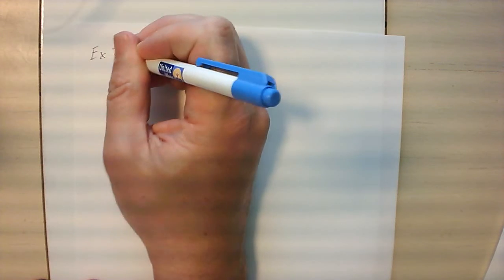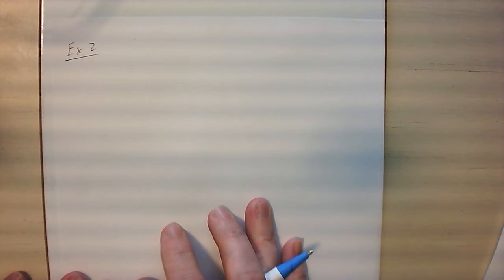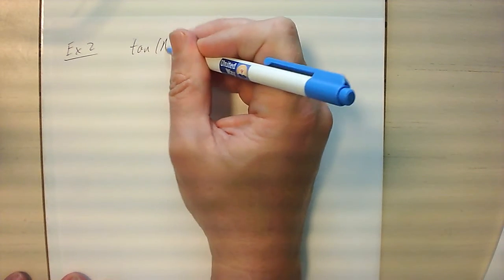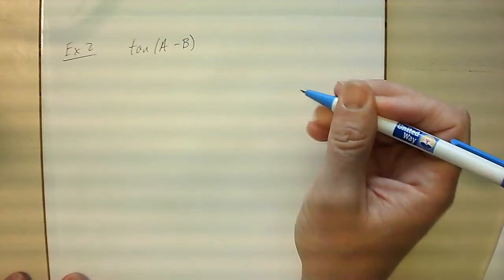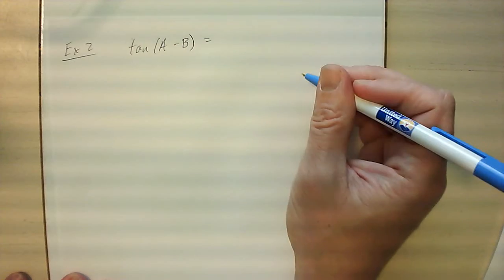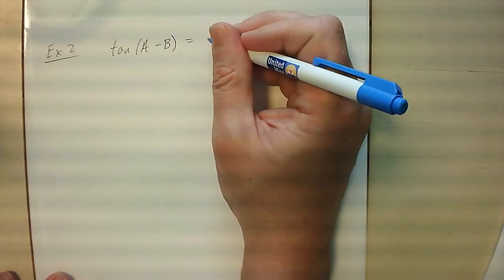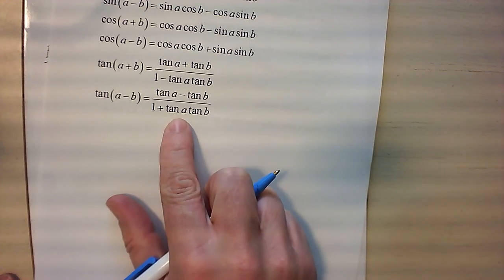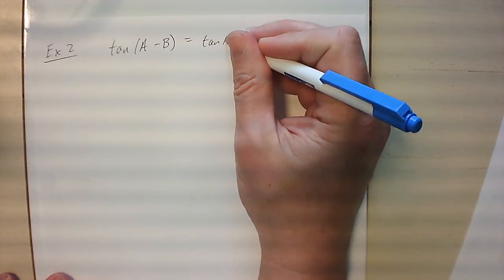Let me just jot this down real quick. They want us to find the tangent of A minus B. And here's the formula for tangent of A minus B. Let's write this down right now. I'm getting this from the sheet again. It's right here at the bottom. All I'm doing is transferring that over.